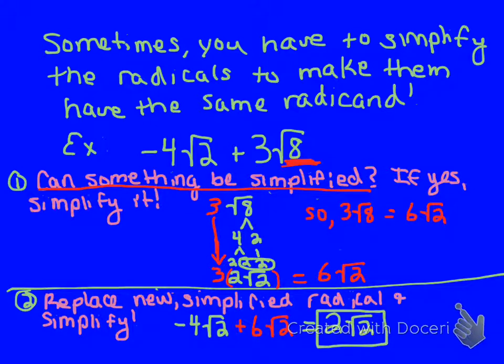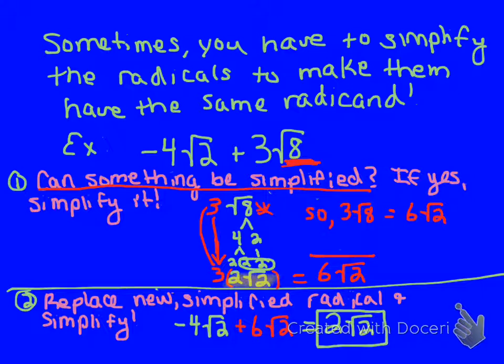So here you'll see where I have simplified 3 square root 8. I started off by simplifying the square root of 8 and got it down to 2 square root 2. That's right here. Now, the 3 came down. You can see it came down right here. So now I have 3 on the outside with a 2 square root 2. So this 3 and 2 have to multiply together, and that gives me 6 square root 2.